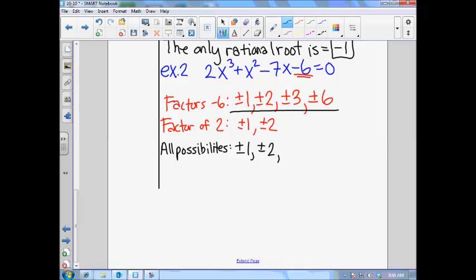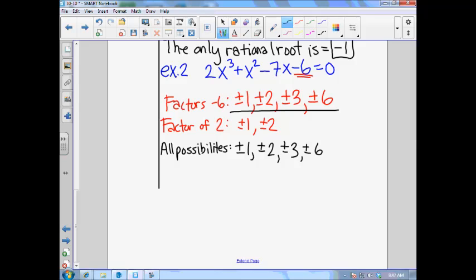What's 3 divided by 1? How many 1s are there in 3? 3. There you go. 3 divided by 1 is 3. So we'll do plus and minus 3 because we know there will be a negative option. And 6 divided by 1 is plus and minus 6, right?